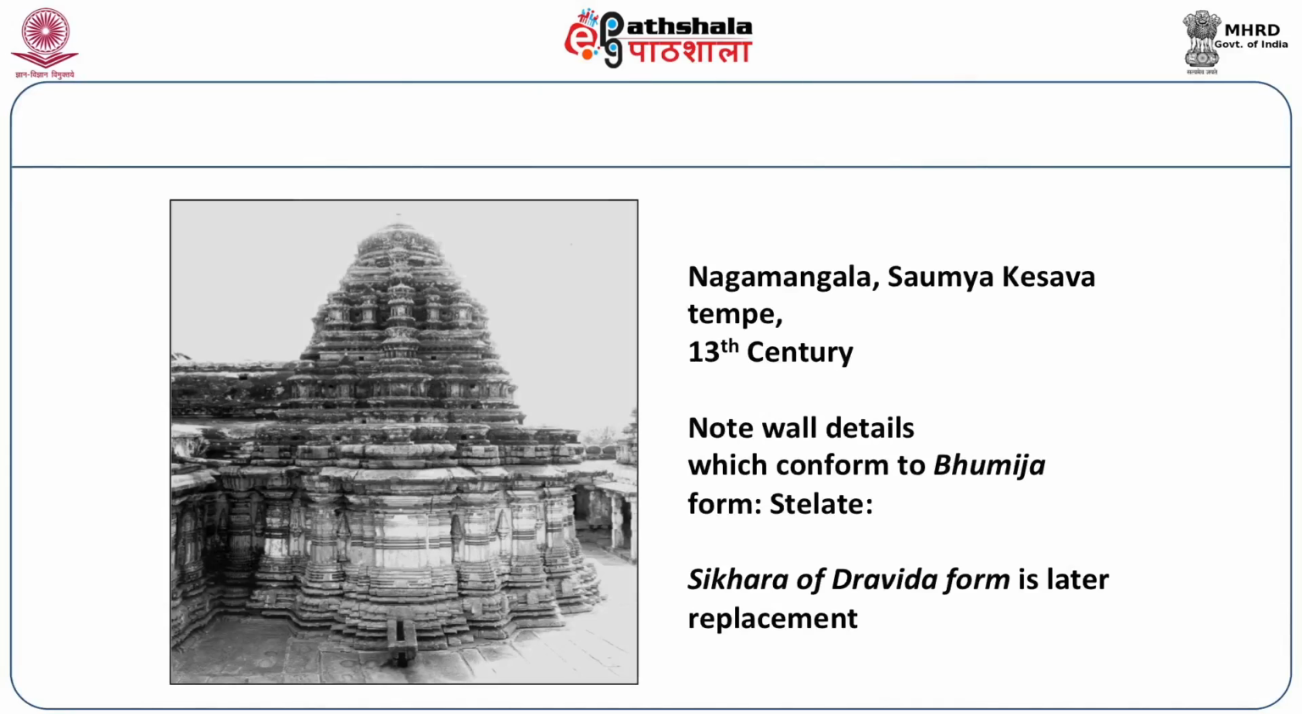This is another temple which originally would have had a Bhumija Shikhara. This temple, known as Somnathpura temple, comes from Nagamangala and is dated to the 13th century. We can make out that its original superstructure was Bhumija on the basis of the way the Adhisthana or the Pitha and the wall are treated. They are treated like pillars.